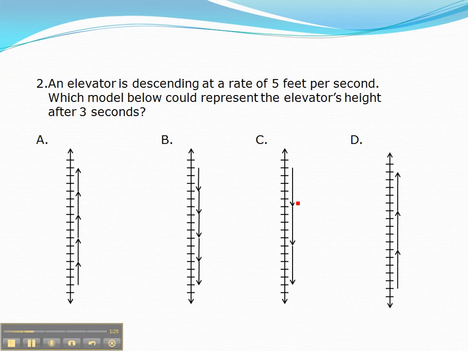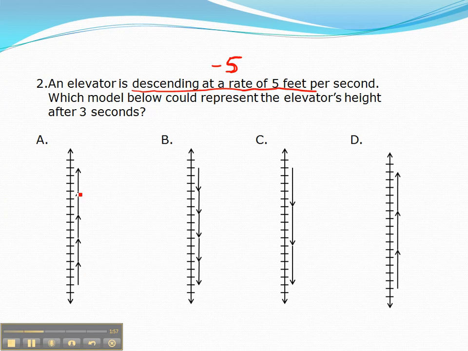Number 2, an elevator is descending at a rate of 5 feet per second. Remember, anytime we did word problems like this, we thought about these numbers and the context of the word problem. So if it's descending at 5 feet per second as an integer, that's -5. So every second that elevator is going down 5 feet. And then it asks us which model below could represent the elevator's height after 3 seconds. So let's look at these models.